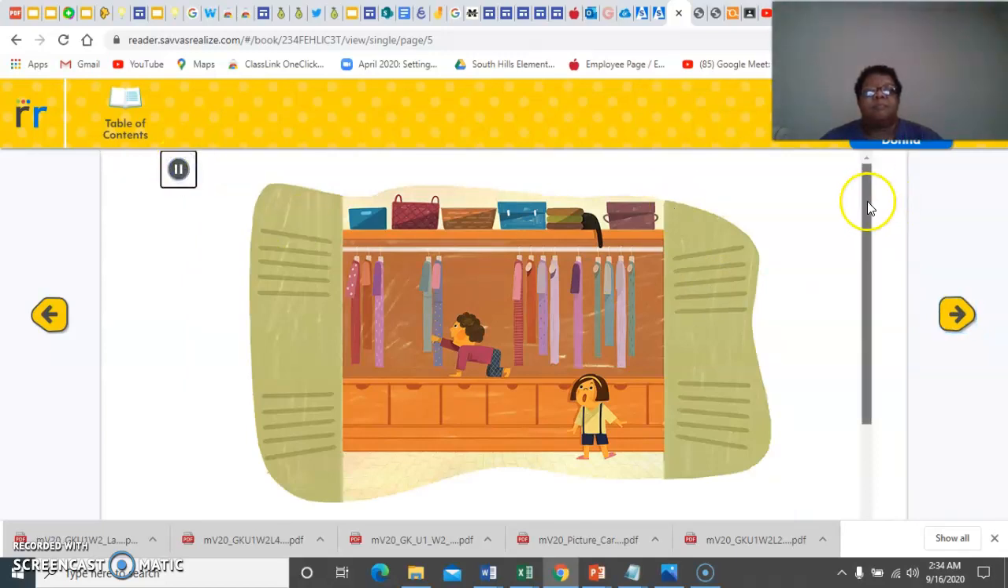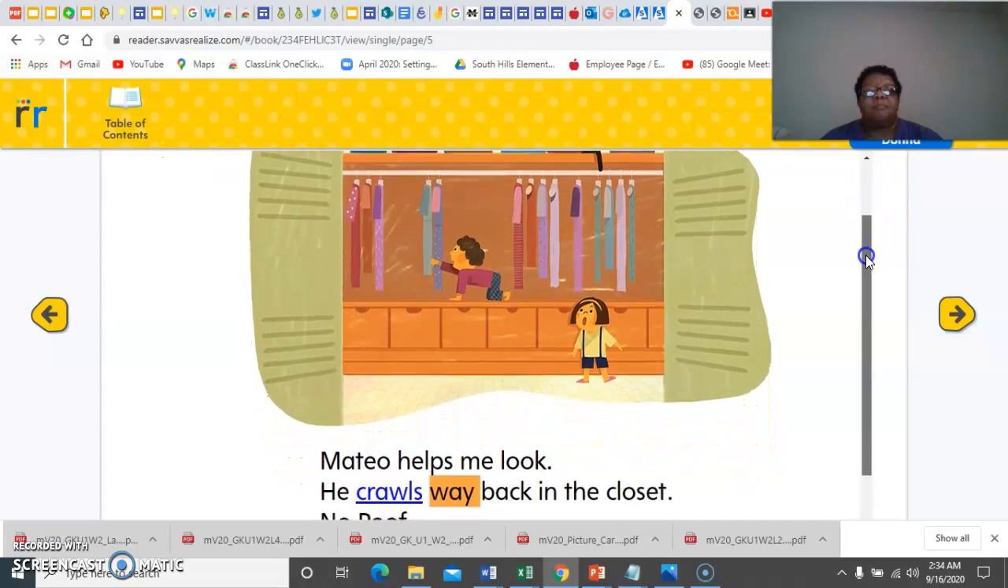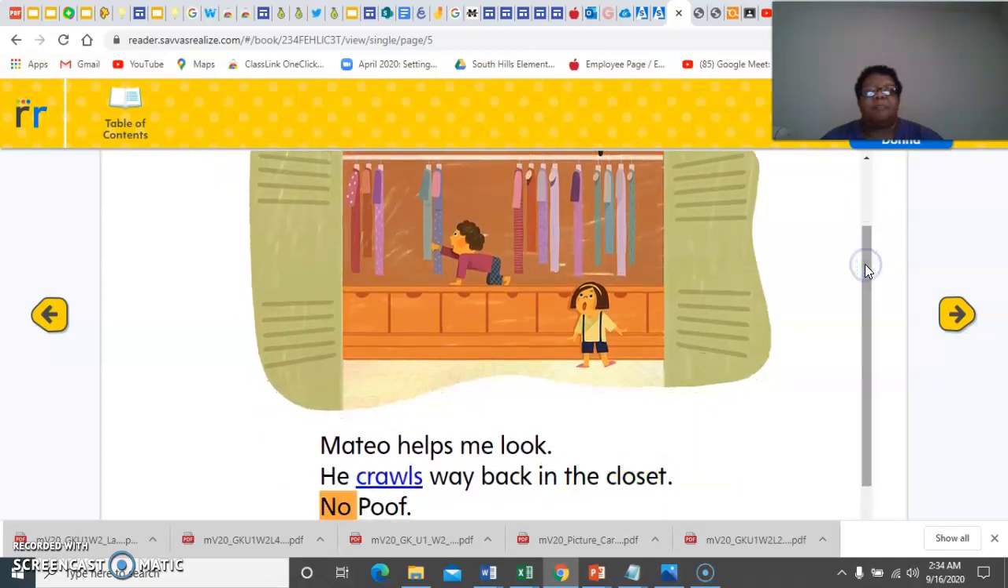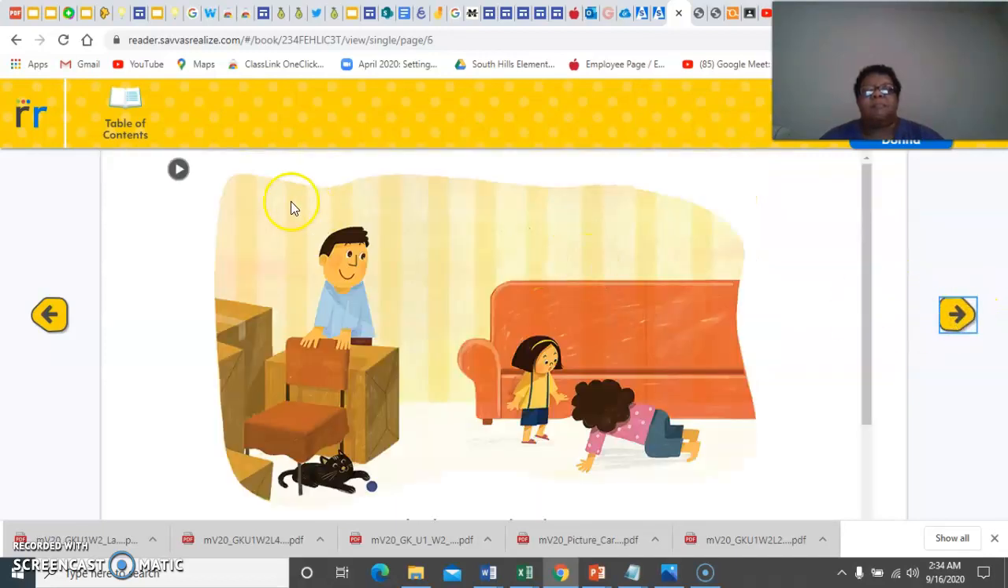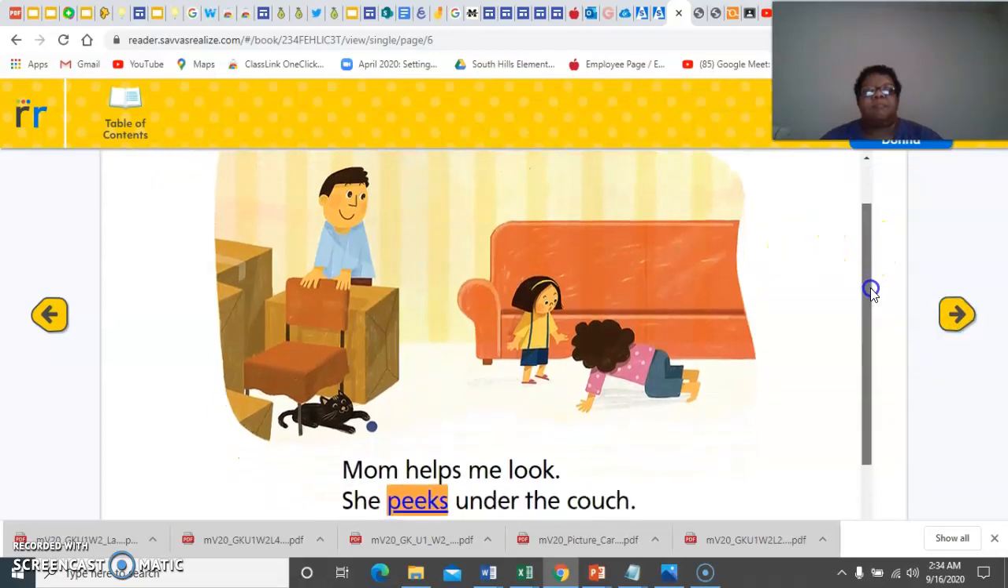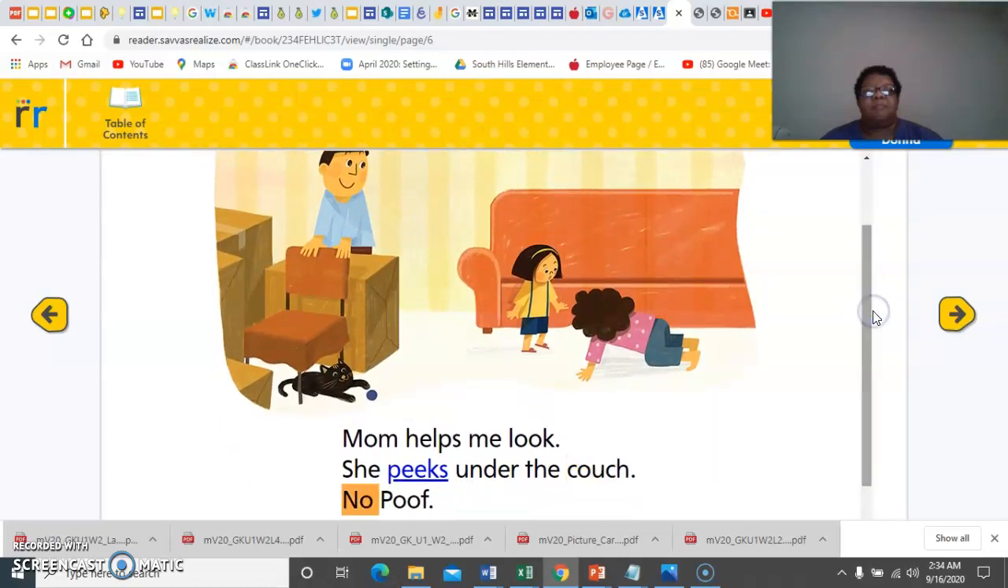Mateo helps me look. He crawls way back in the closet. No Poof. Mom helps me look. She peeks under the couch. No Poof.